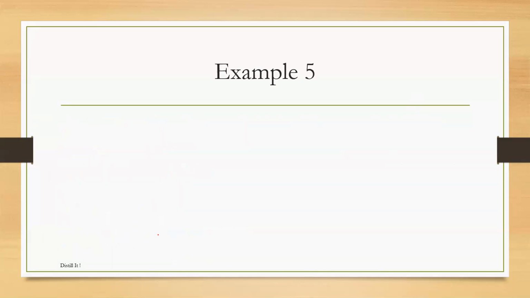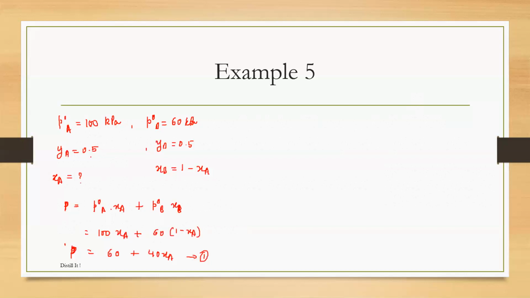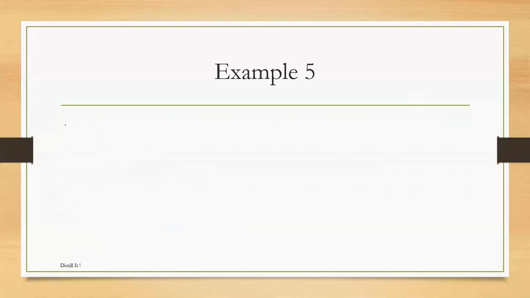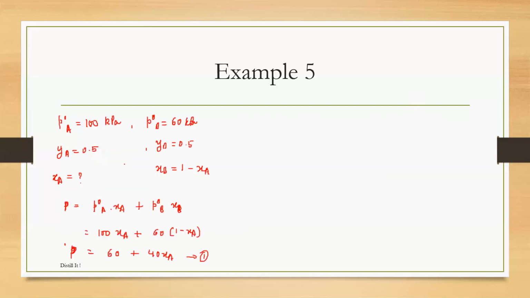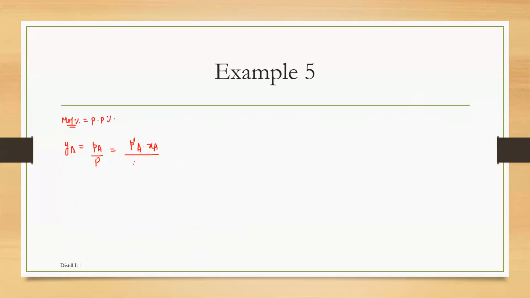Now, once we have the total pressure equation and we have YA, YB, P naught A, P naught B, we can say, using the rule that mole percent is equal to partial pressure percent, that YA is equal to PA by P, where PA is nothing but P naught A XA and P is nothing but 60 plus 40 XA, right?